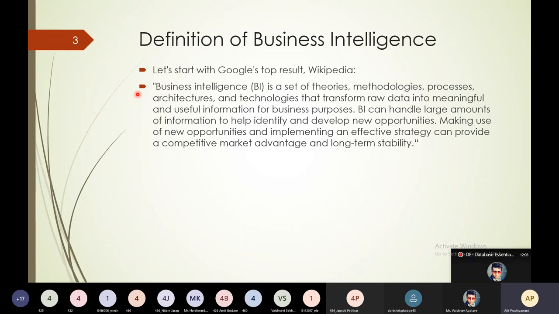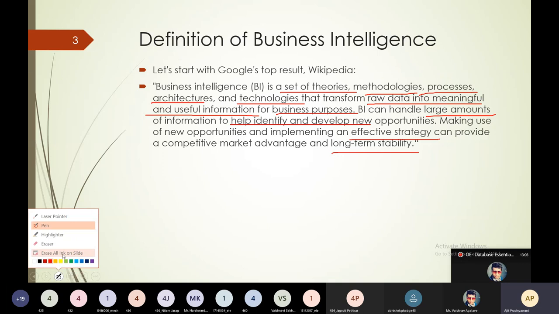So what is business intelligence? BI is a set of theories. Keep in mind, it is a set of theories, a set of methodologies, a set of processes, a set of architectures, and a set of technologies that transforms raw data into meaningful and useful information for business purposes. BI can handle large amounts of information to help identify and develop new opportunities, making use of new opportunities and implementing an effective strategy can provide a competitive market advantage and long-term stability. It is called business intelligence.